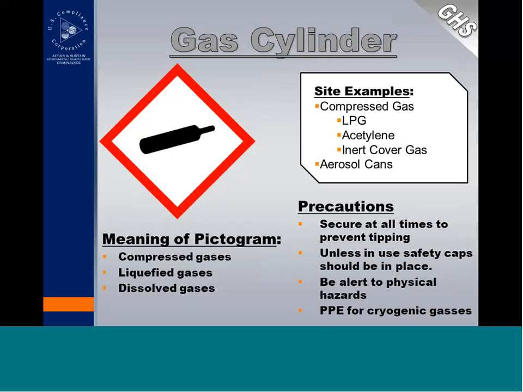Examples of gas cylinder classified items at your site include LPG, acetylene, inert cover gases, as well as a variety of aerosol cans.